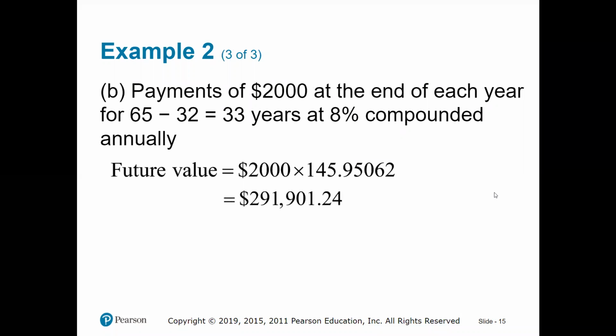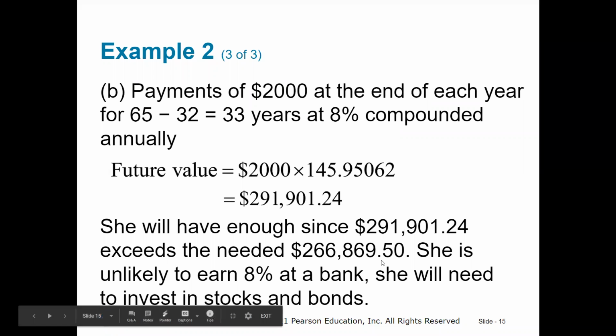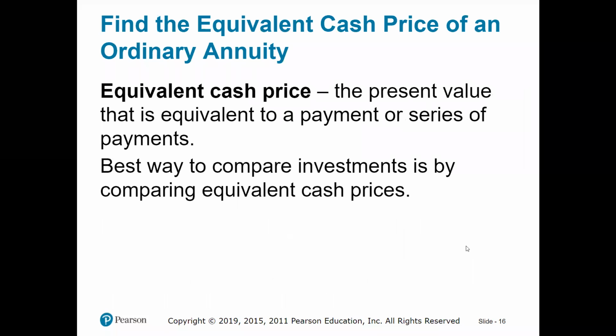So payments of $2,000 at the end of each year for 33 years at 8% compounded annually, then we're looking at $291,901.24. She will have enough since the $291,901.24 exceeds the needed $266,000. She is unlikely to earn the 8% at a bank. She will need to invest in stocks and bonds. Okay.